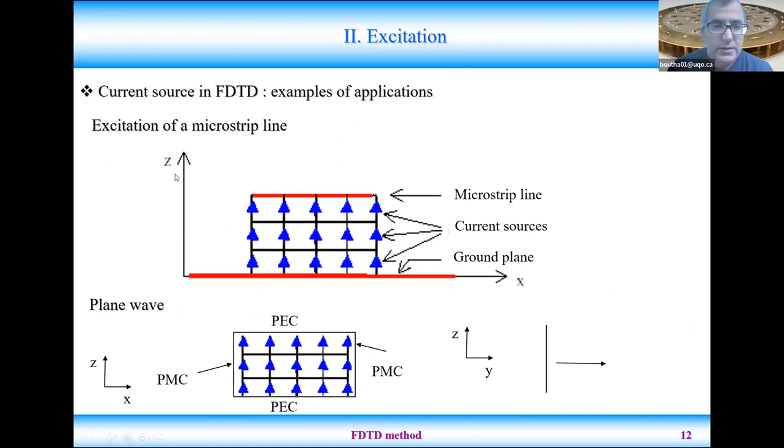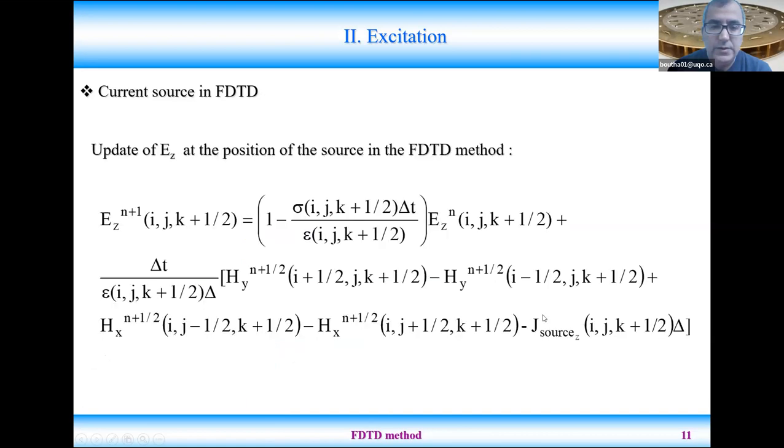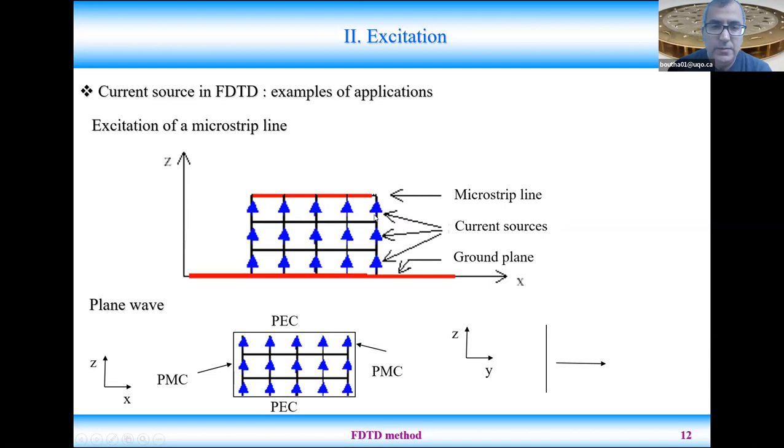So some example. If, for example, we have a microstrip line, and we want to excite that microstrip line. We use for each cell in this area. This is the ground plane. This is the microstrip. We're going to have current sources here. So the EZ will have this additional element that we have here for all of them. And from using this, we can excite that microstrip.